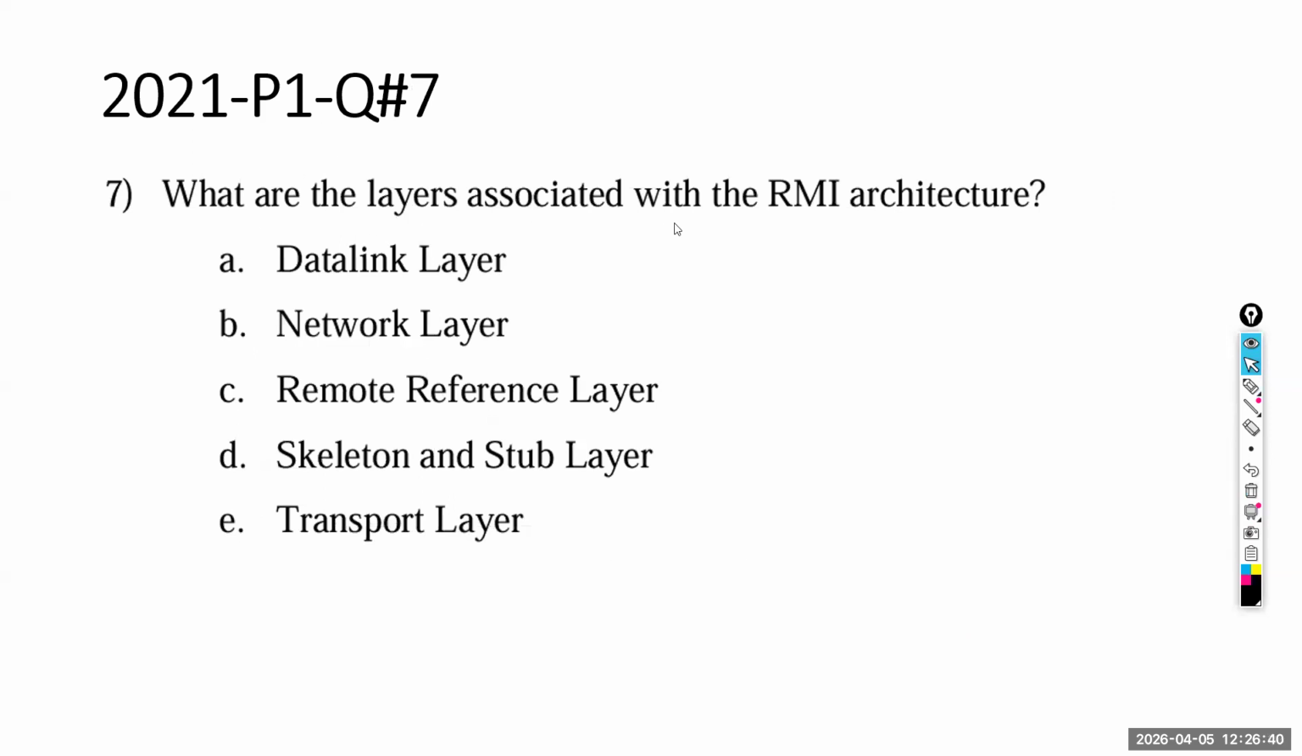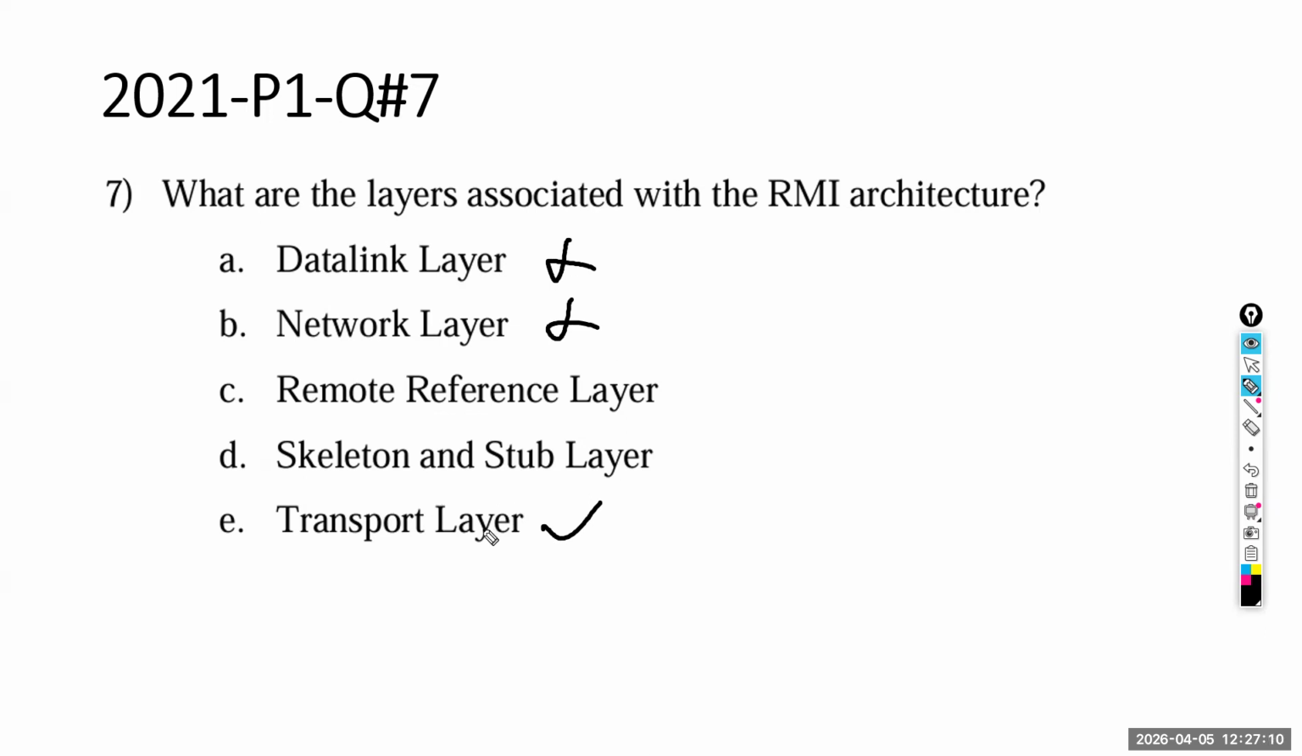What are the layers associated with RMI architecture? Remember above network, right? Transport, the things below transport are not relevant. Data link layer definitely no. Data link layer is below. Network layer is below, right? Network layer is below. Transport layer, yes. Remote reference layer, skeleton and stub layer.